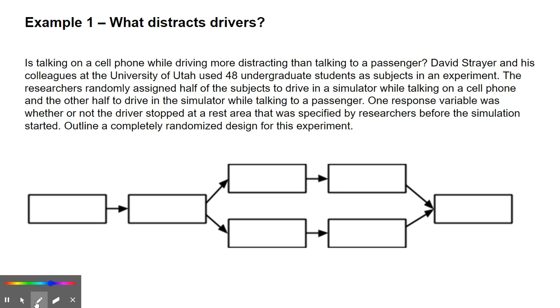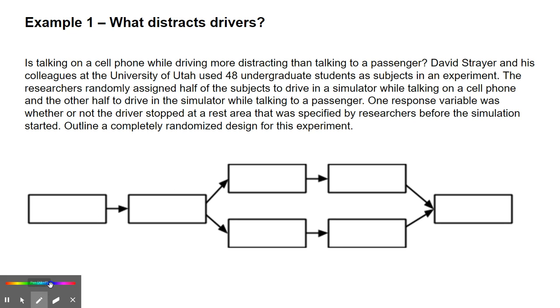So again, the idea is about being distracted. Say there's a rest area coming up. If I'm talking on a cell phone versus talking to a passenger, am I going to recognize and stop at that rest area more or less, one or the other? I think they think cell phone's more distracting. When you're on your cell phone, you're not aware of your surroundings. When you're talking to a passenger, it's not a big deal. You are aware of your surroundings. But anyway, it's not about the final result. It's about how we create this completely randomized design.